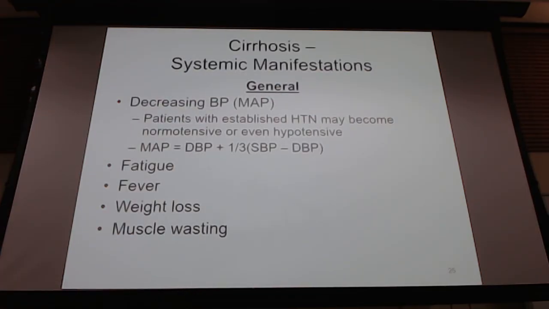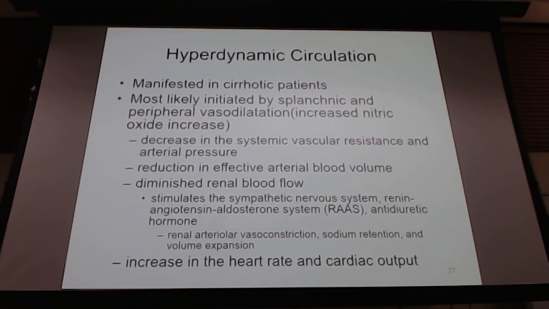So we're actually going to see a drop in the blood pressure. So they become normotensive, where once they were hypertensive. This means the body is starting to fail, including fatigue, fever, weight loss, and muscle wasting. So we're going to see these in our cirrhotic patients.